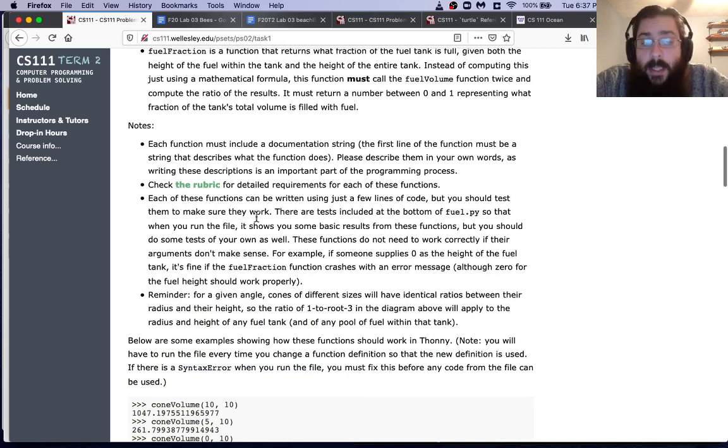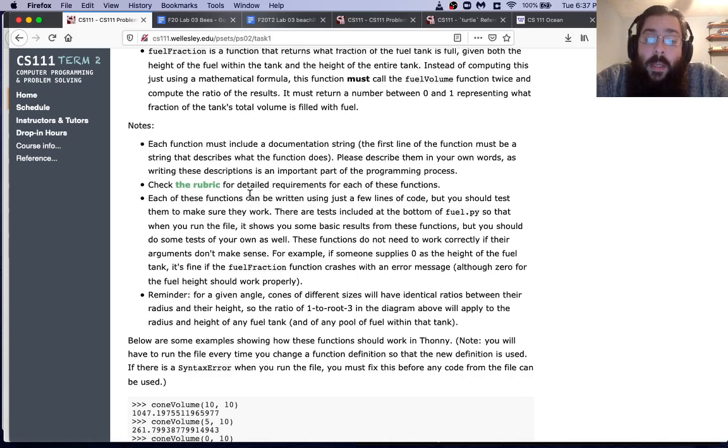Okay, there's some notes here that I'm going to go over quickly. One, each function must include a documentation string. This is something we require basically throughout the whole class. So get used to those. That's a string on the first line of the function describing what the function does. And it's useful to describe in your own words what the function does and to even fill out that string before you start writing the function so that you just have clear in your mind what you're doing. There's a rubric that I'll go over at the end with detailed requirements for each of these functions.